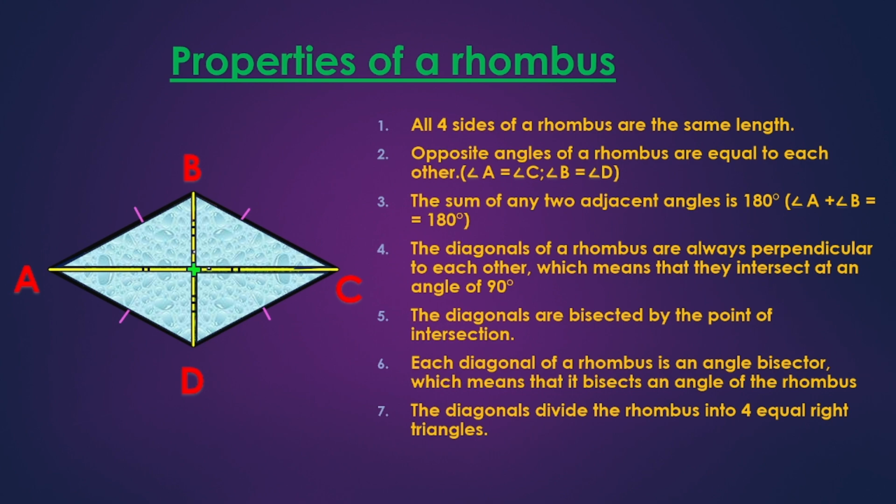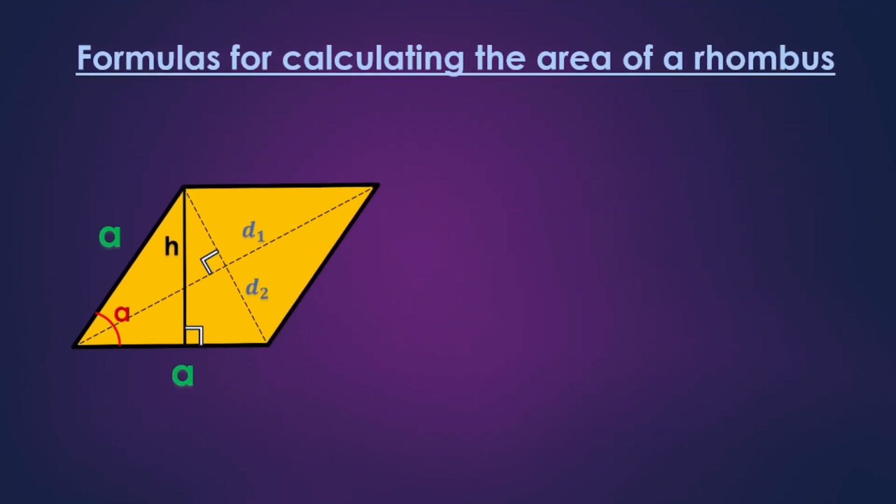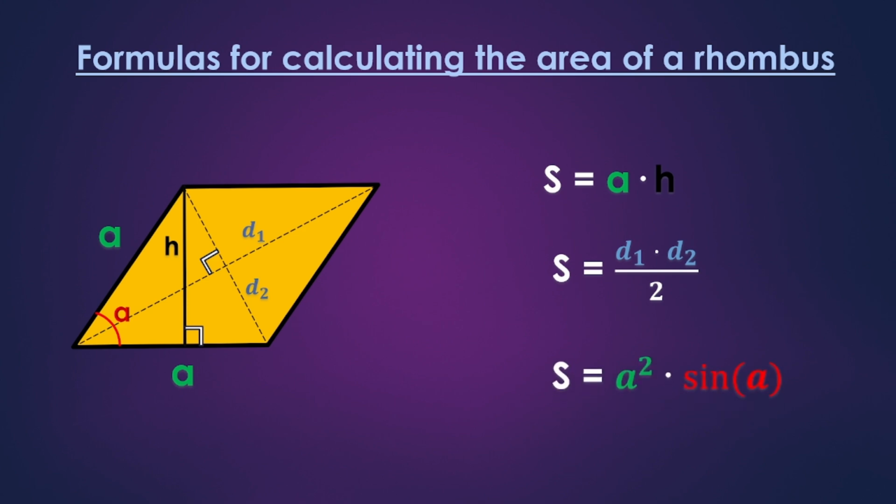Let's look at the basic formulas for calculating the area of a rhombus. 1. The area of a rhombus is equal to the product of the side and the height to which it is drawn. S equals A times H. 2. The area of a rhombus is equal to half the product of its diagonals. S equals D1 times D2 divided by 2. 3. The area of a rhombus is equal to the square of the length of its side multiplied by the sine of the angle between those sides. S equals A squared times sine of alpha.